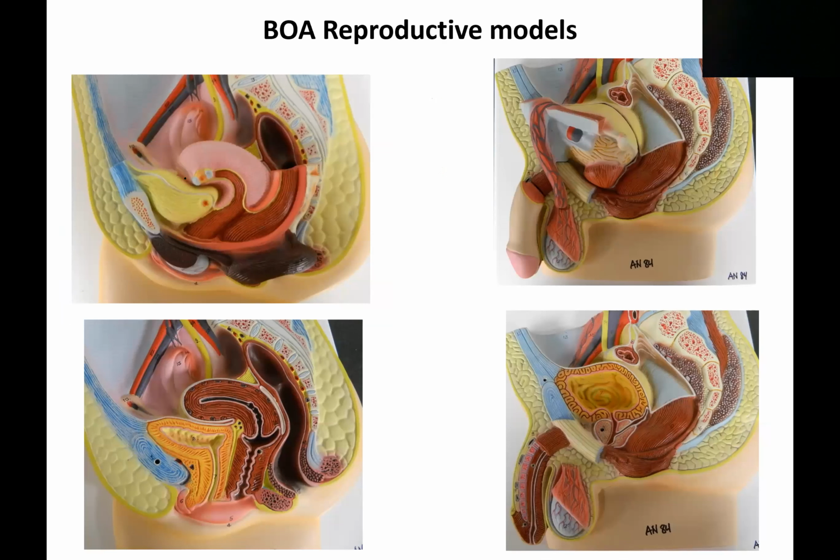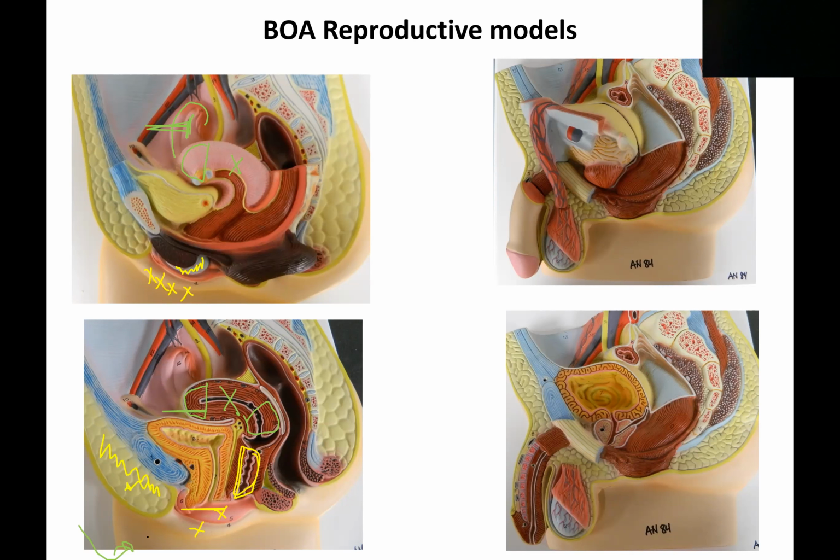Okay, then you have this model: the ovary, oviduct, fundus of the uterus, body of the uterus, cervix, the vagina, labia minor, labia major, Bartholin's glands, labia major, mons pubis.